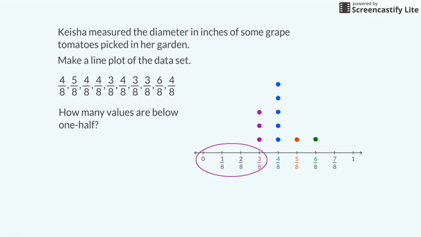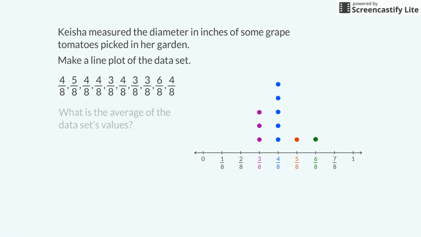The only value that has dots to the left of 1/2 is 3/8. There are 3 dots above 3/8, so there are 3 values below 1/2. That means 3 tomatoes have diameters less than 1/2 of an inch.